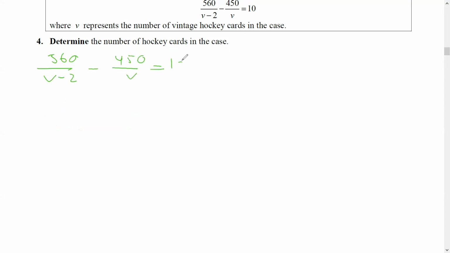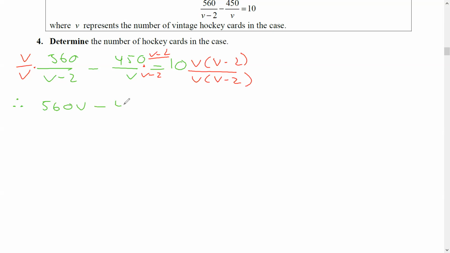Okay. So common denominator is going to be v minus 2. So the first guy needs to be multiplied by v over v minus 2 over v minus 2. And don't forget the right-hand side. I see that quite often. You need a common denominator for the whole thing. Good. So now, equation, denominators are the same, therefore the numerators are equal.